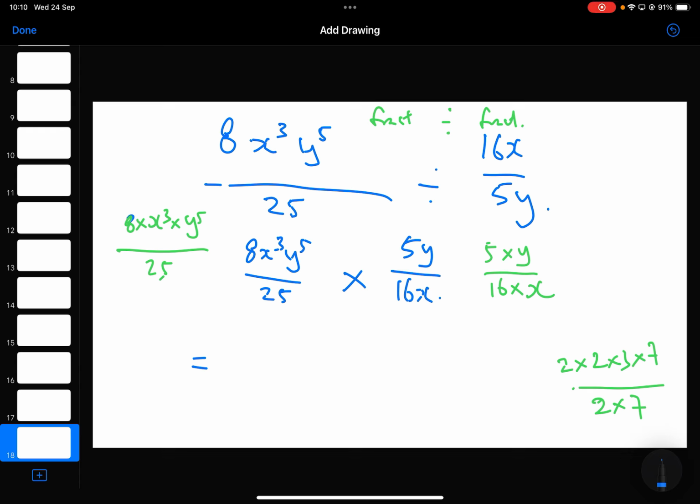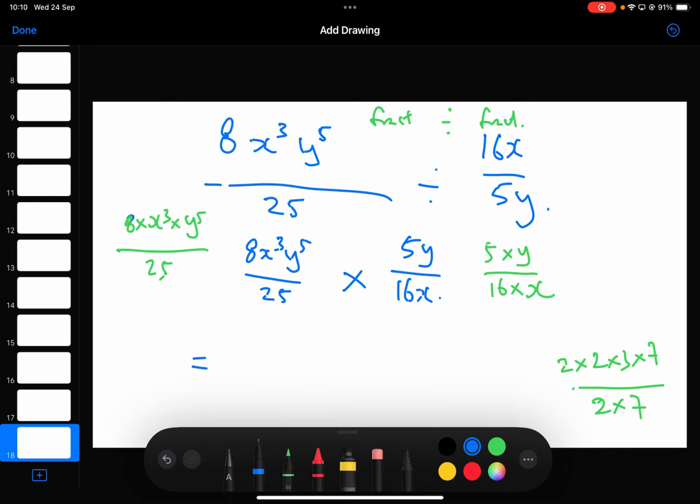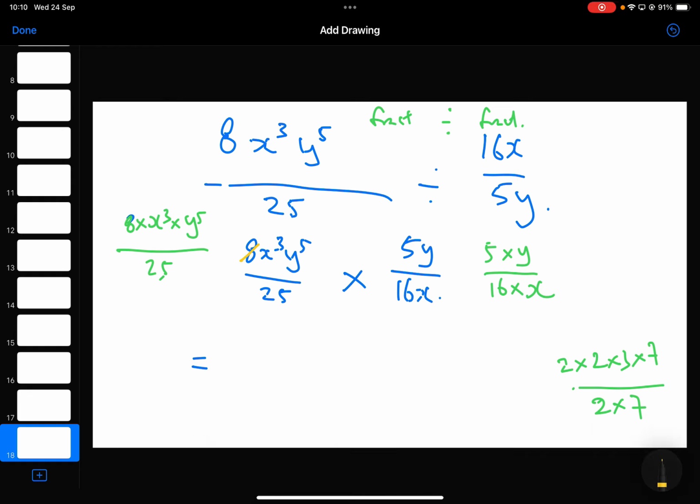8 and 16 both can divide by 8, so I will cancel them. 8 divided by 8 becomes 1. 16 divided by 8 becomes 2. 5 and 25 I can also cancel. 5 divided by 5 is 1. 25 divided by 5 is 5. Then what about the x and the y's? I can also cancel, because they are all multiplication, they are all factors.